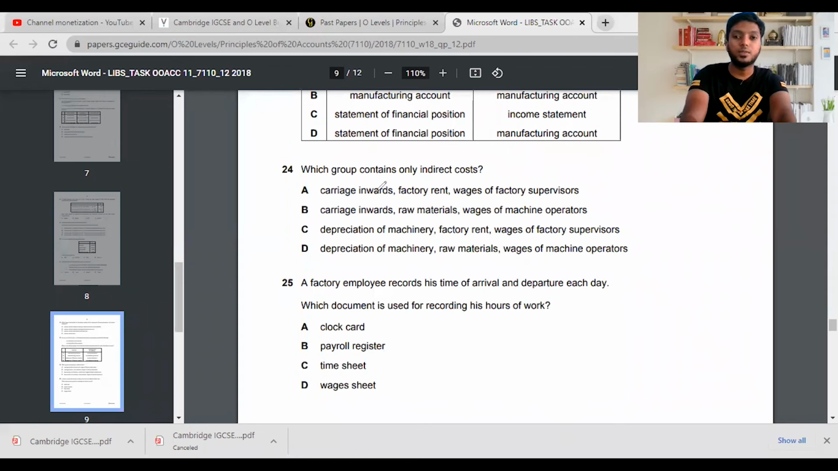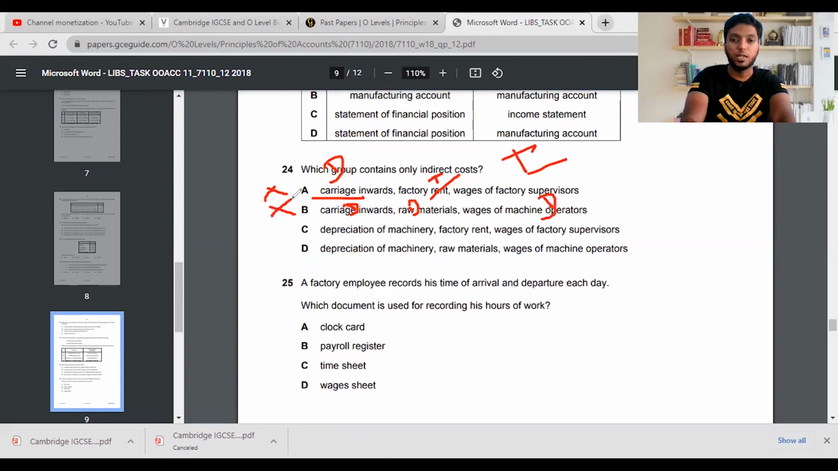So here, carriage inwards, factory rent, wages of factory supervisor. Carriage inward is a direct cost. Factory rent is an indirect cost. Wages of factory supervisor is indirect. So here there are two indirect and one direct, so I will not take A. It's wrong. B, carriage inward is direct, raw material is direct, and wages of machine operators is direct. So I will not take B.